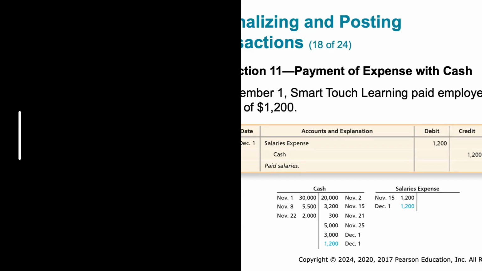Transaction number 11, payment of expenses with cash. On December 1st, Smart Touch Learning paid employee salaries of $1,200. So now we have to pay out our salaries. We have a salary expense. Expenses go up through debit, so that is our debit. And cash went down. We paid it with cash. Cash goes down through credit, so cash is our credit. So we post our salary expense, $1,200 debit, and cash, $1,200 credit, as that is going down.